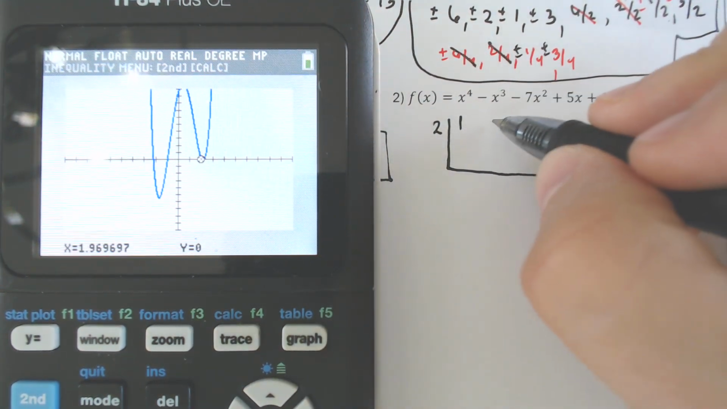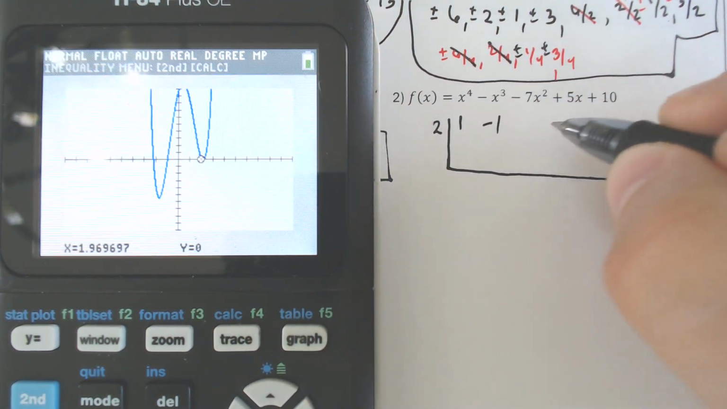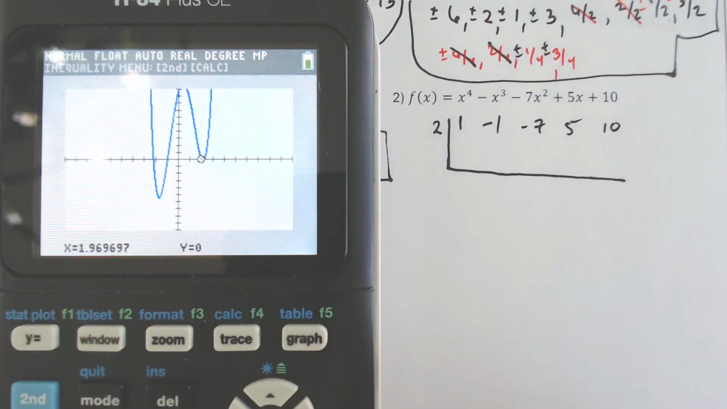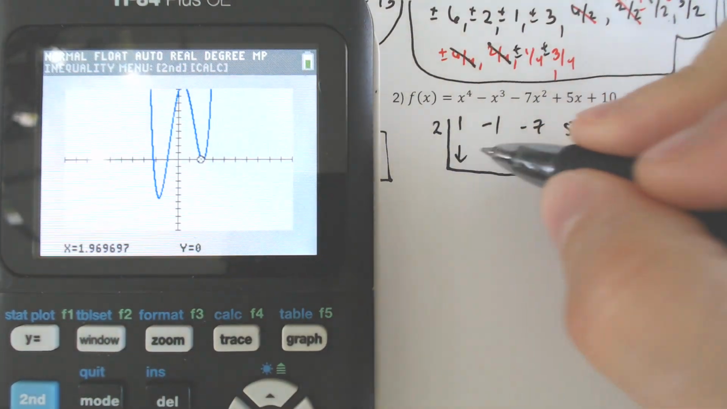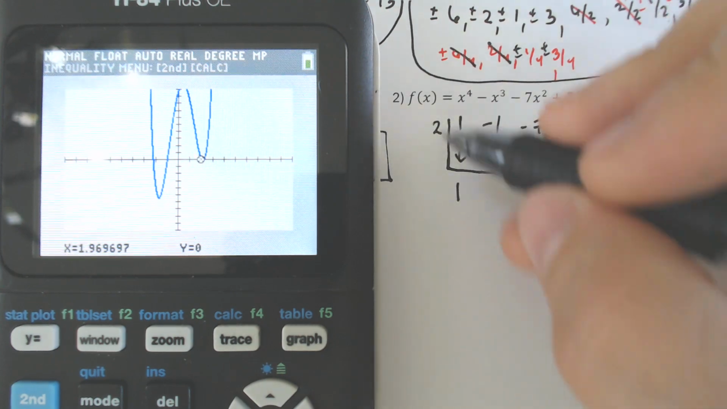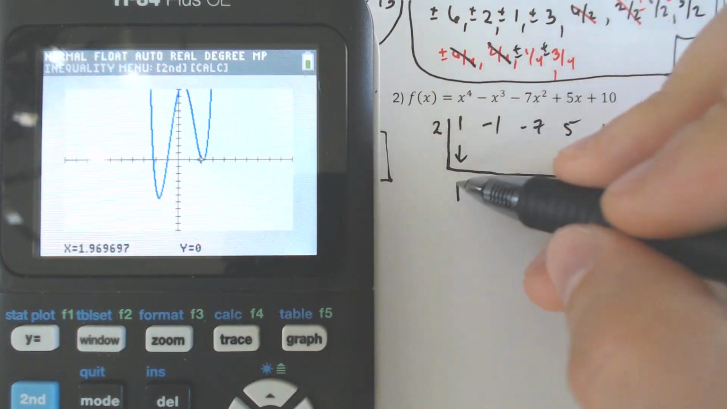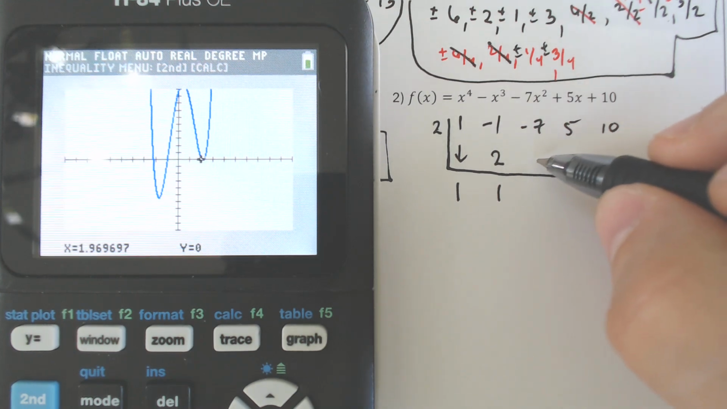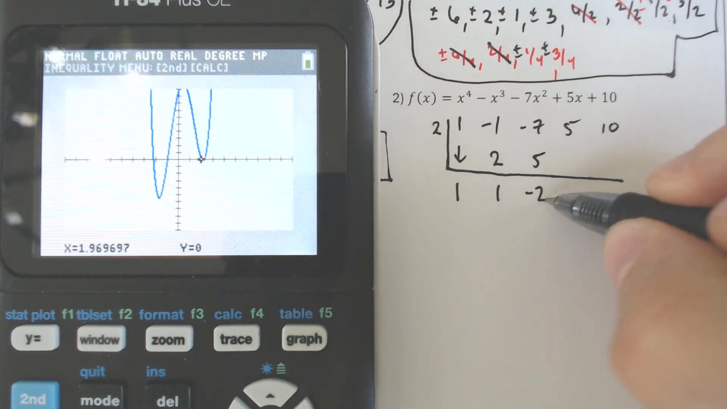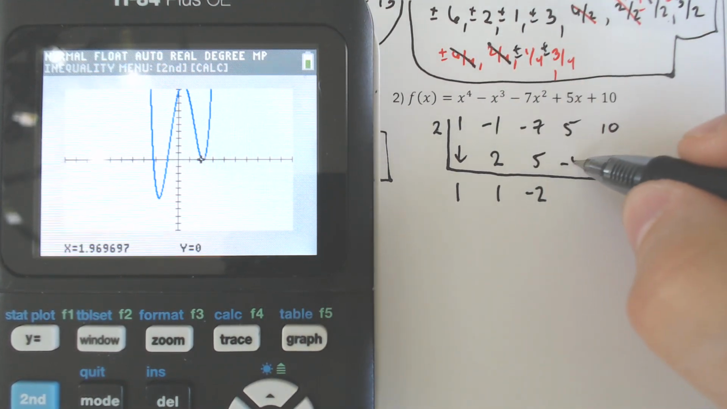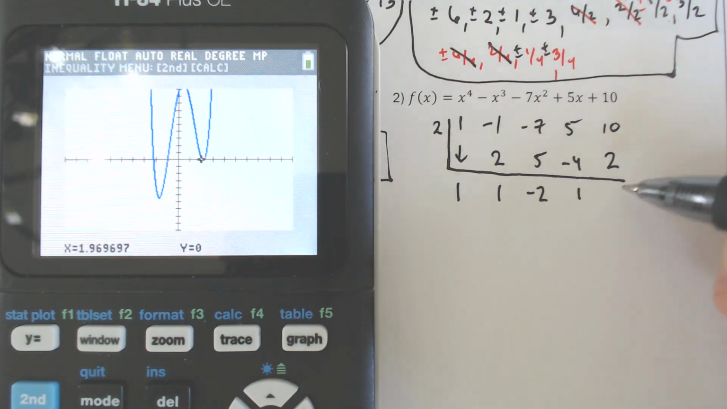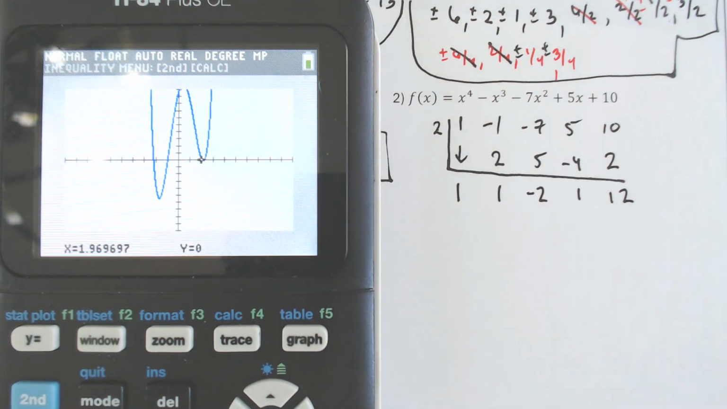We got a 1, we got a negative 1, then we got a negative 7, 5, and 10. I'm curious about that 2. It looks like it is, but I'm not certain. So this is a way we can test out if the 2 actually is a 0. 2 times 1 is 2. Add straight down, 1. Multiply. That would be a 5. Add straight down, negative 2. Multiply, negative 4. Add straight down, we get a 1. Multiply, we get a 2. It is not a 0.